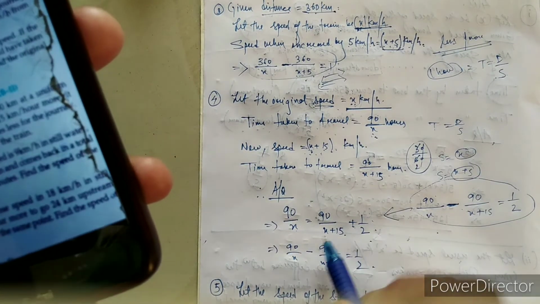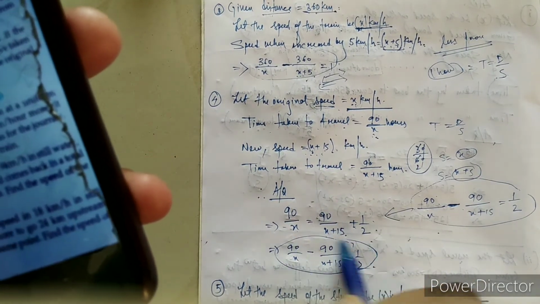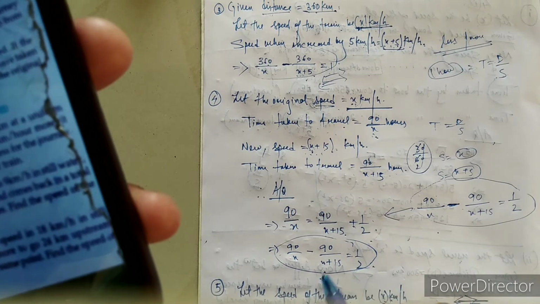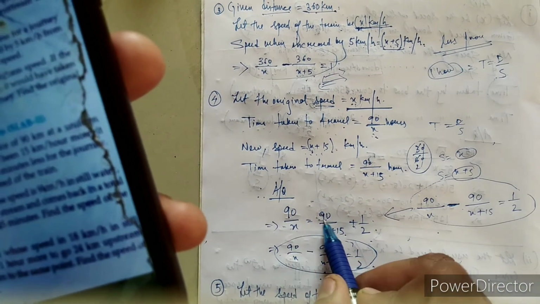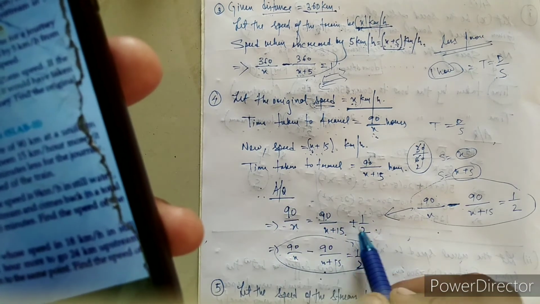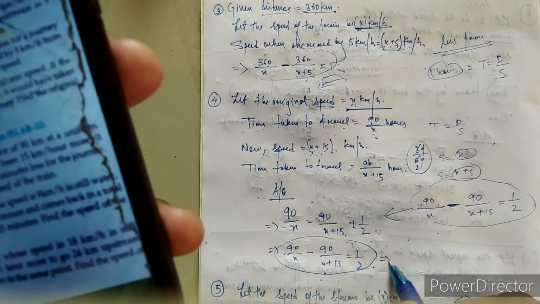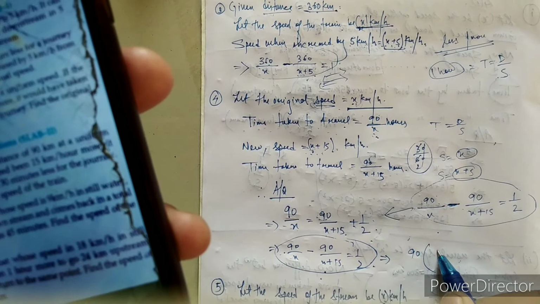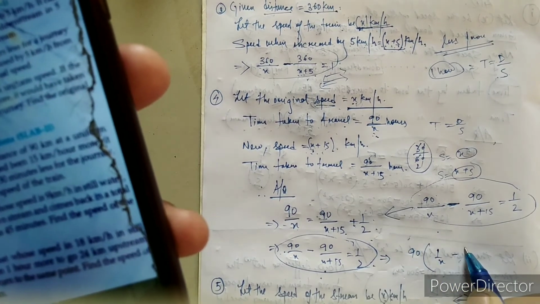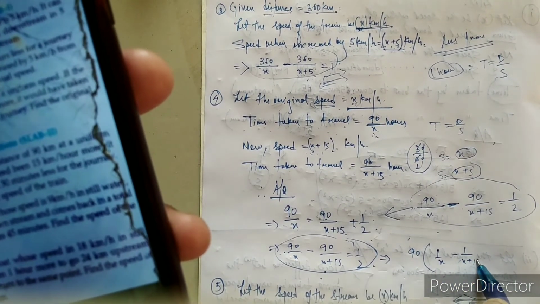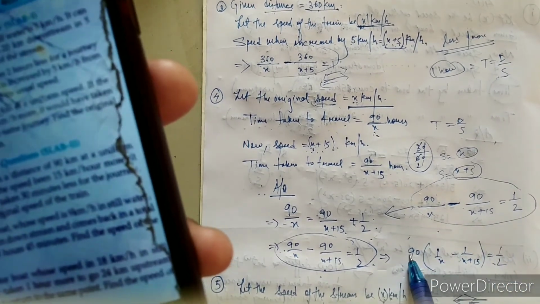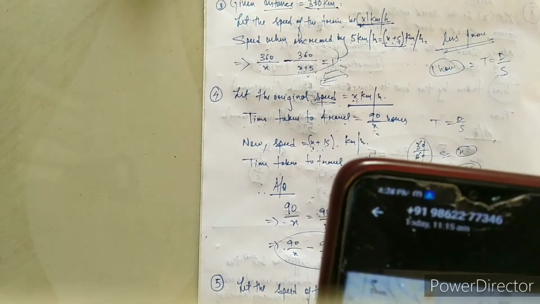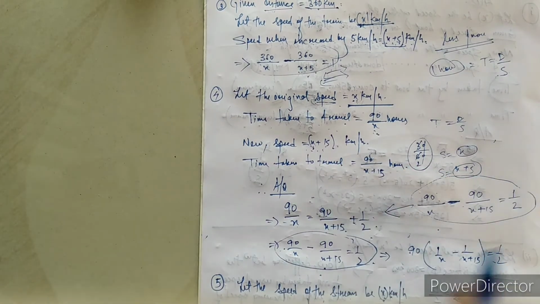After framing this equation, you bring the x terms together and try to calculate it. You'll get the answer. And one more thing you can do: 90 is there, so you can take 90 common. Then I can write 90 times (1 by x minus 1 by x plus 15) equal to 1 by 2. So even in this way you can calculate it. Okay, so we have done this question.